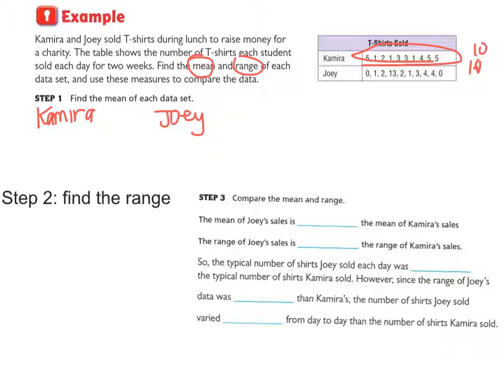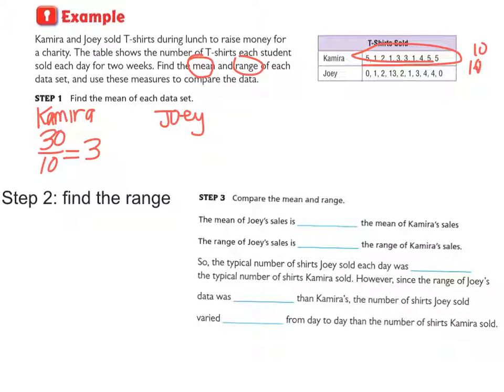So I'm going to add up Kamira's real quick. Actually, I'm going to do this in my head. This isn't that bad. 5, 10, 5, 10, 15, 19, 20, 26, 27, 28, 29, 30. Looks like Kamira is at 30 divided by 10. On average, she sold 3 shirts per day.